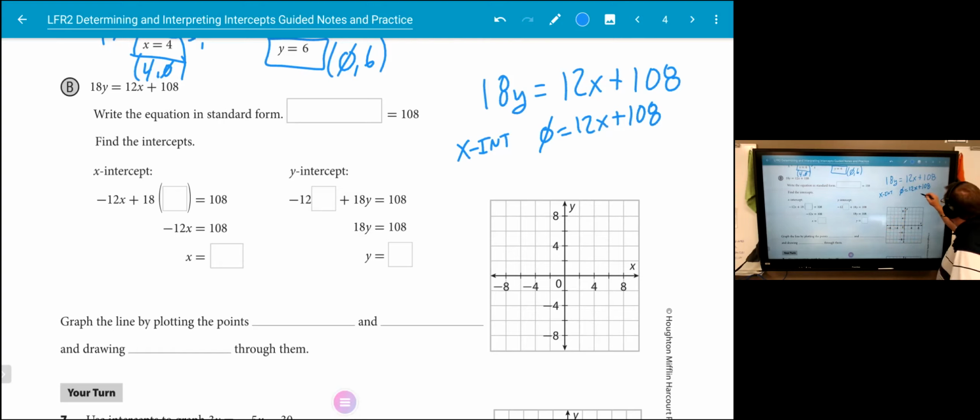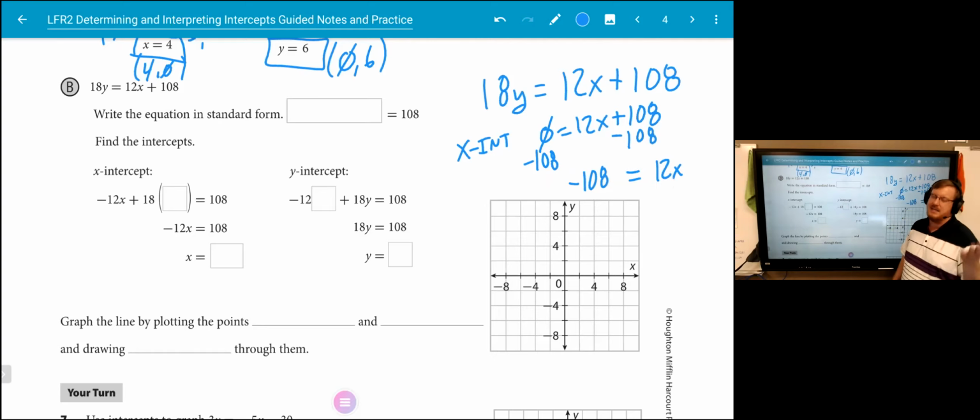So I subtract 108 from both sides. You can subtract 12x, you're going to get the same thing. Subtract 108 from both sides, and on the left, you get negative 108 equals 12x. We still need to get x by itself, right? Divide both sides by 12.